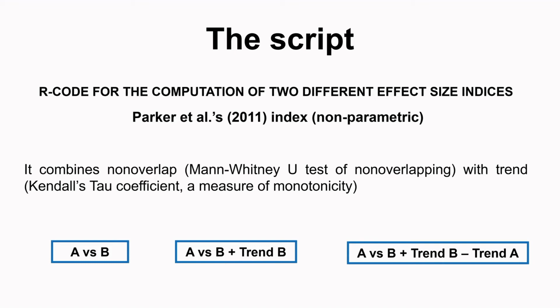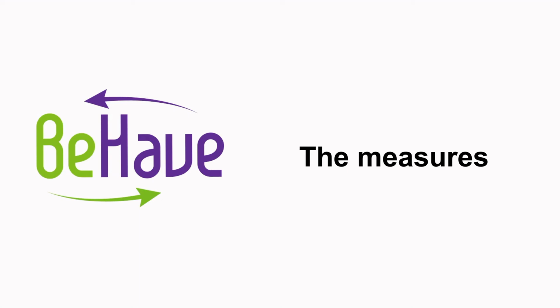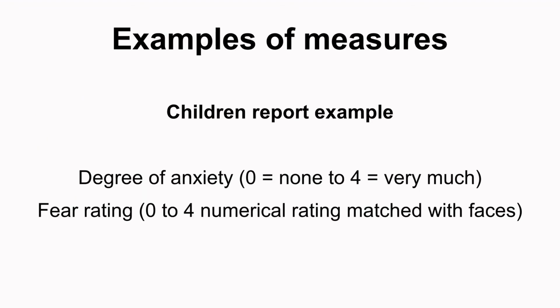In the Behave system, you have a wide selection of measures to observe the outcome of your interest. Here you find a couple of examples. You can choose to make a scale to rate the degree of anxiety by using numbers only. In this example, 0 represents a low level of anxiety, and 4 represents a high level of anxiety. You can also decide to combine numbers with faces representing the corresponding degree of anxiety.